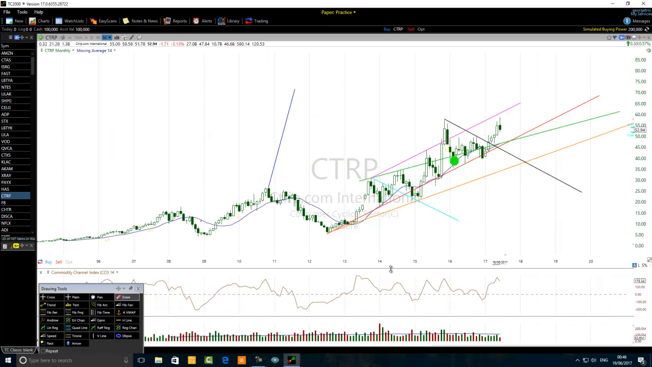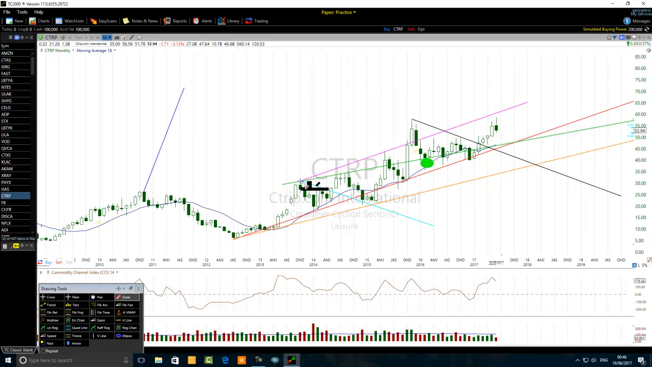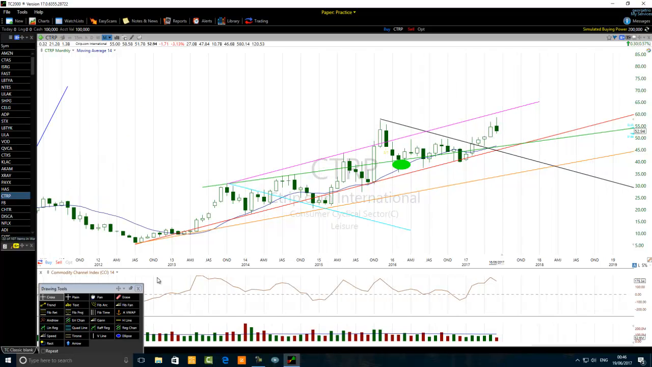Okay, you see now, we used the orange, the red, the green, and the pink. Now pay attention to this one here, the turquoise. See here, this point. This one I drew very carefully. You see here, sometimes you do that. See the high of this candlestick bar and the high of this candlestick bar.